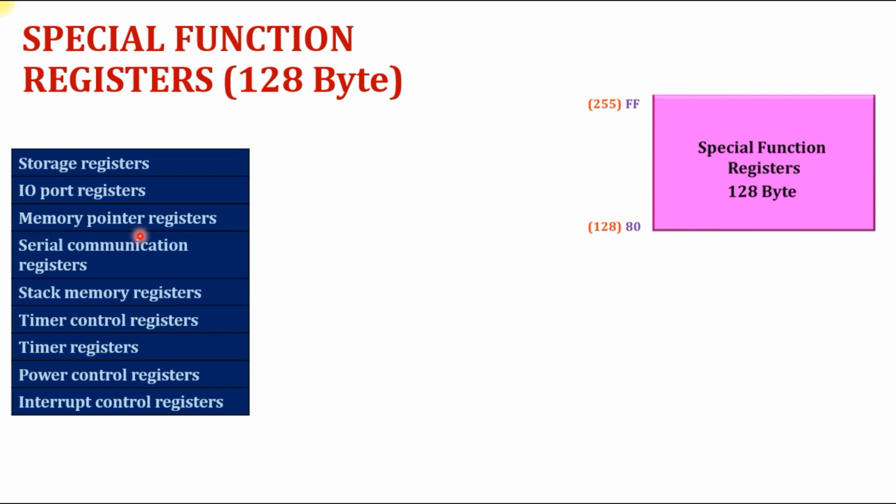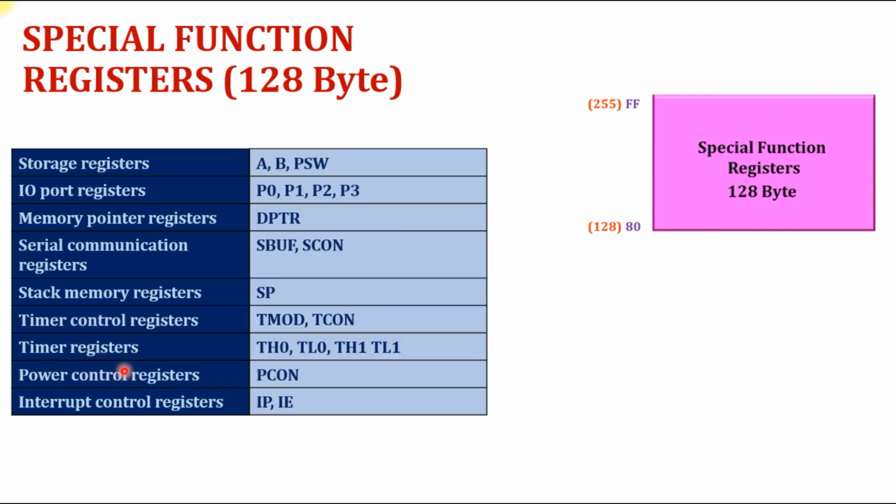Memory pointer registers. The special function is pointing the memory address of the particular data. Serial communication: the register which is associated with serial communications, enabling the serial communication, and buffering the data while serial communication is working. And like this, these are the SFRs for serial communication. And stack operation registers, timer control registers, power control registers. So these are the 20 different special function registers which are available in 8051.